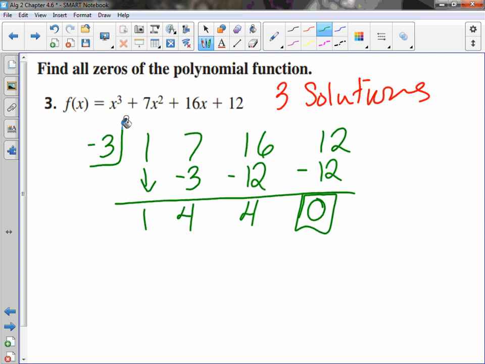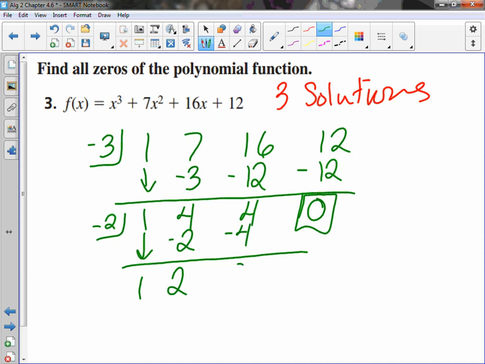Then what number are we going to use next? We're going to use negative 2. Bring down the 1. Negative 2 times 1 is negative 2. 4 plus negative 2 is 2. Negative 2 times 2 is negative 4, which gives us 0, yes?